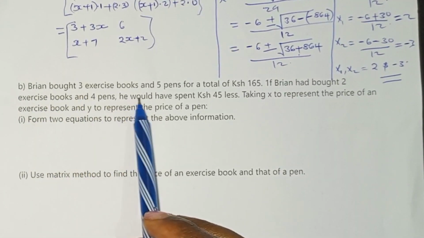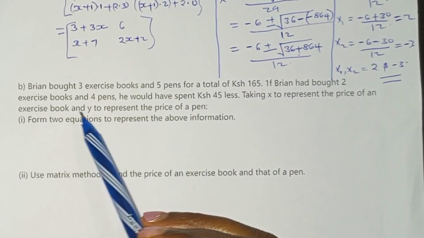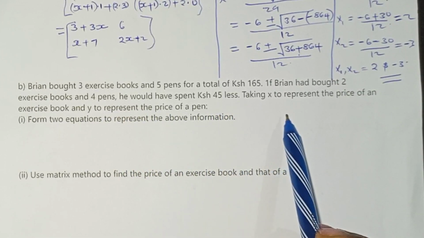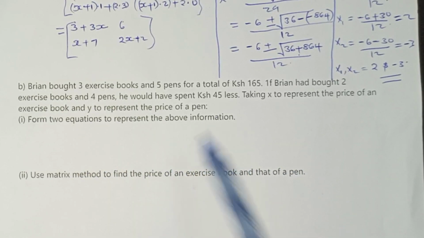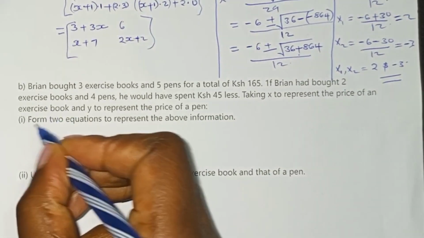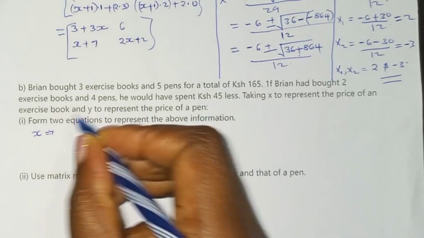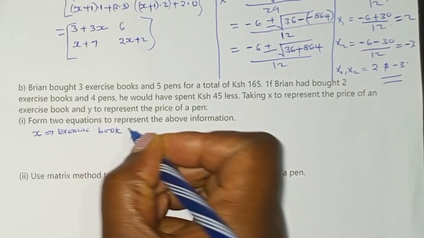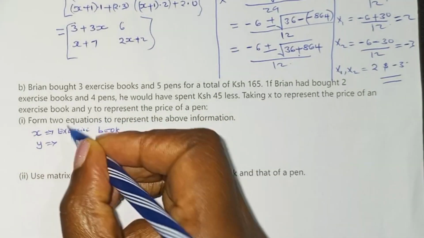Brian bought 3 exercise books and 5 pens for a total of 165 shillings. If Brian had bought 2 exercise books and 4 pens, he would have spent 45 shillings less. Taking X to represent the price of an exercise book and Y to represent the price of a pen, form 2 equations to represent the above information. So X represents the price of exercise books, and Y represents the price of a pen.